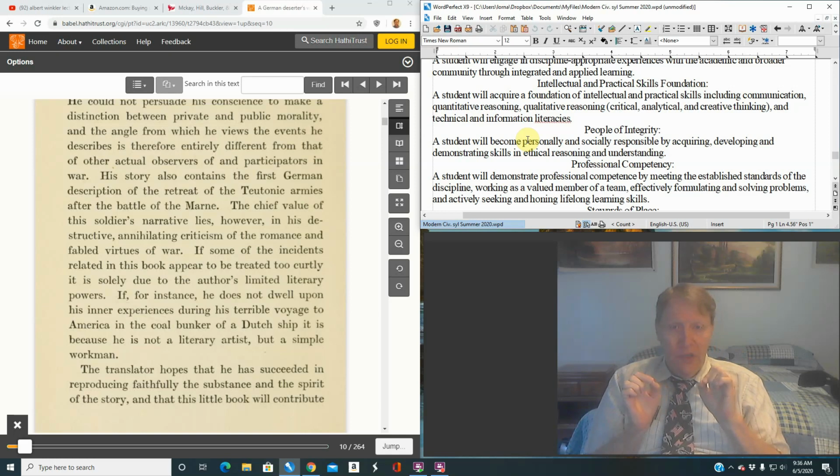Professional competency: a student will demonstrate professional competence by meeting the established standards of the discipline, working as a valued member of a team, effectively formulating and solving problems, and actively seeking and honing lifelong learning skills. I believe you already have lifelong learning skills. You already know how to read a book. You already know how to memorize, and you already know how to read and write. I would argue that in this class, this is just another opportunity for you to enhance those skills.